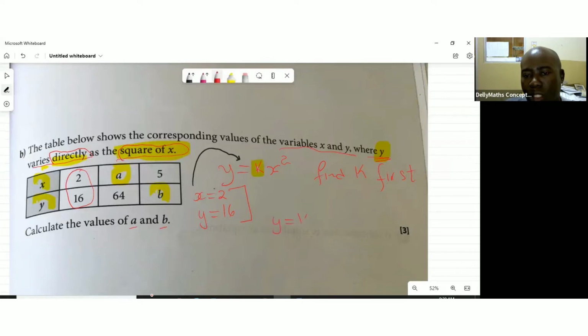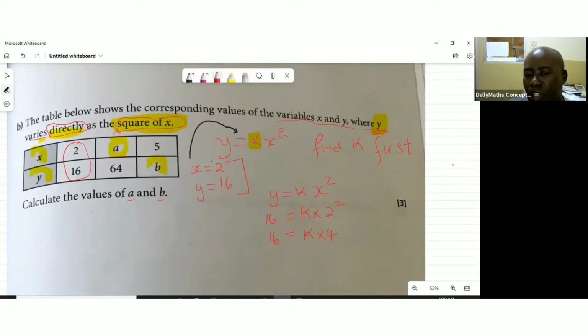y is equal to kx squared. y is 16, so I could say 16 is equal to k times x, which is 2 squared. Let's continue. 16 is equal to k times 4. The objective is to find k, so I'm going to divide both sides by 4. 4 is equal to k, which is the constant of variation.